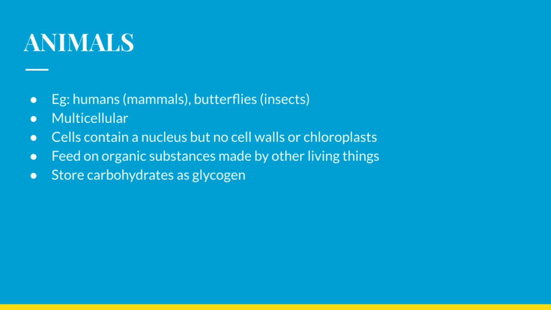Another example of eukaryotic organism is animals. Now, animals include humans, which are mammals, then butterflies, which are examples of insects. Animals also are multicellular, just like plants, because they have multiple cells. The cells contain a nucleus but no cell walls or chloroplasts. They feed on organic substances made by other living things because they do not make their own food. Animals store carbohydrates in the form of glycogen.